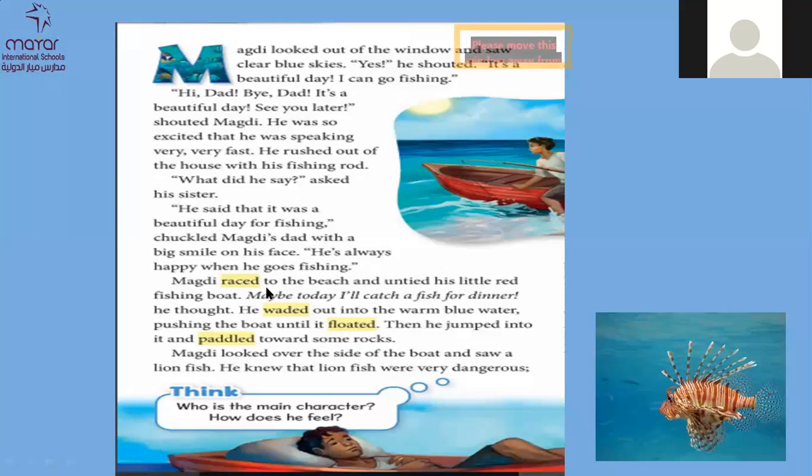Magdi raced to the beach and untied his little red fishing boat. Maybe today I will catch a fish for dinner, he thought. He waded out into the warm blue water, pushing the boat until it floated. Then he jumped into it and paddled toward some rocks. Magdi looked over the side of the boat and saw a lionfish. He knew that lionfish were very dangerous.